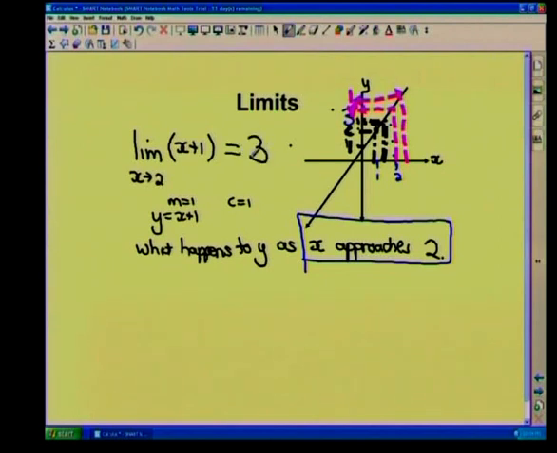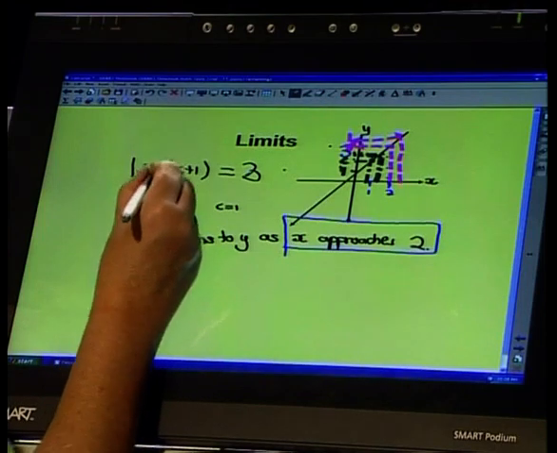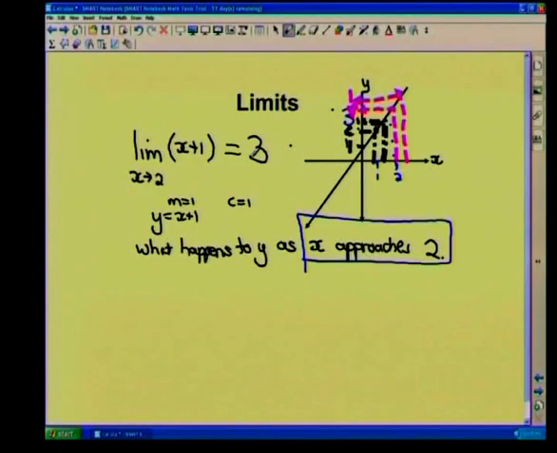Now, of course, you'll say, well, what a performance. Surely it was just easy enough to substitute. Yes, it is. And that's what I'm going to encourage you to do. I'm going to show you some examples where we need to do a little bit of cosmetic work first before we do that. So if I go over here, all I would do is say, okay, if x is 2, let's put in 2. 2 plus 1 equals 3, which is the answer I would have got had I done this graph thing.